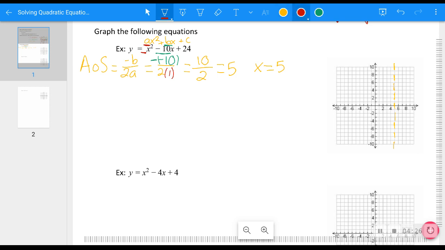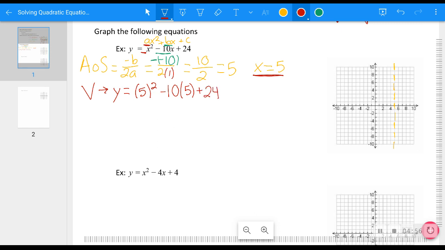So then from there, we have to find our vertex. To do that, we use our original equation, except we're going to plug in this x equals 5. We're going to plug that in anywhere x shows up. So we start with an x squared, so we're going to make that 5 squared, minus 10 times x, so we're going to make that minus 10 times 5, and then plus 24.